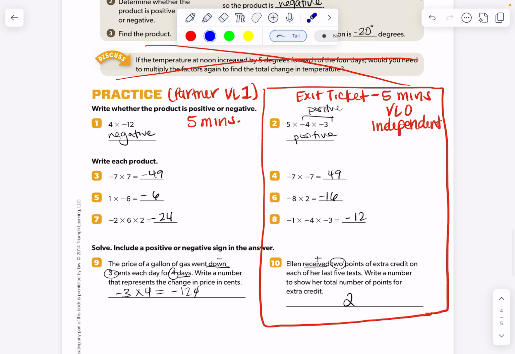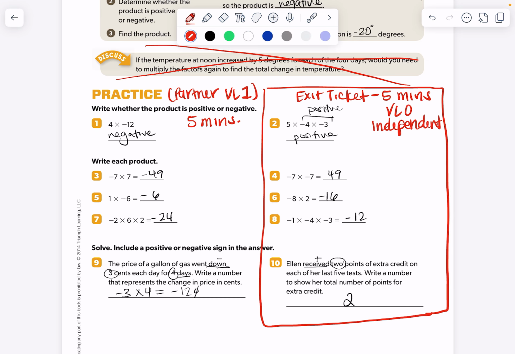Now, this lesson doesn't come with a traditional exit ticket, so I would love to see students working on the odd numbers with a partner or independently, and then based on how they do, gradually release them to their 5-minute exit ticket, which is the even numbers.